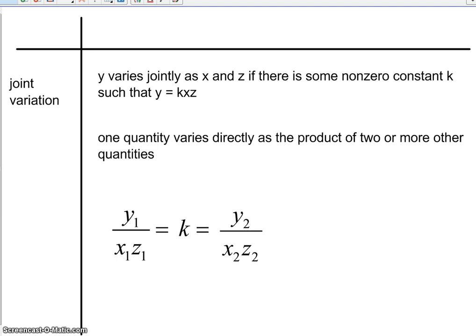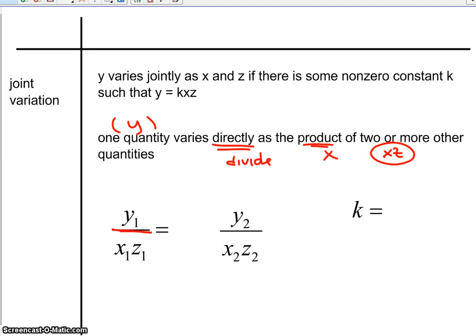All right, joint variation is a combination here. What we're saying is that we have some product, x and z. When we say y varies jointly as x and z, it means that there's one quantity, y, that varies directly, so we're going to divide, as the product, multiplication, of two or more. In this case, it's x times z. So same idea. I'm going to take that y and divide it, because it's direct, by those x and z product. And if I get rid of that k, we're going to have that as my equation.